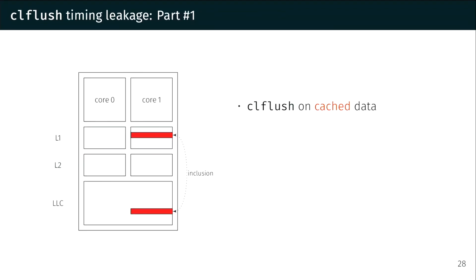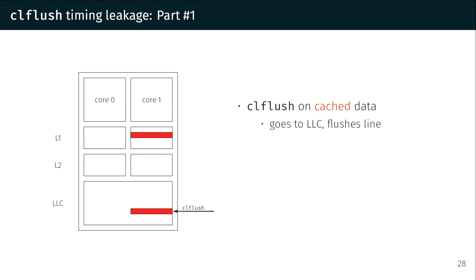So there's a first timing leakage with it. We're going to see that the CLFlush instruction has a different timing depending on whether the data that you pass to it is cached or not. So imagine you have a cache line that is in level 1. With the inclusion property, it has to be also in the last level cache.